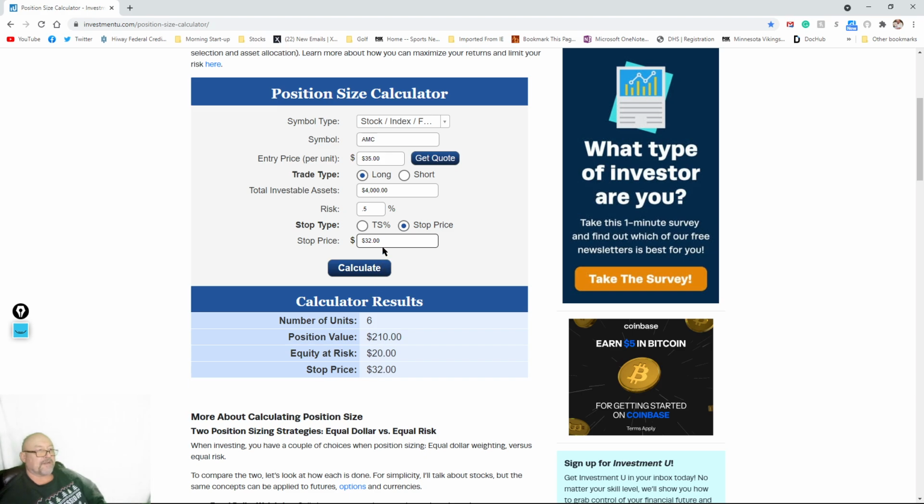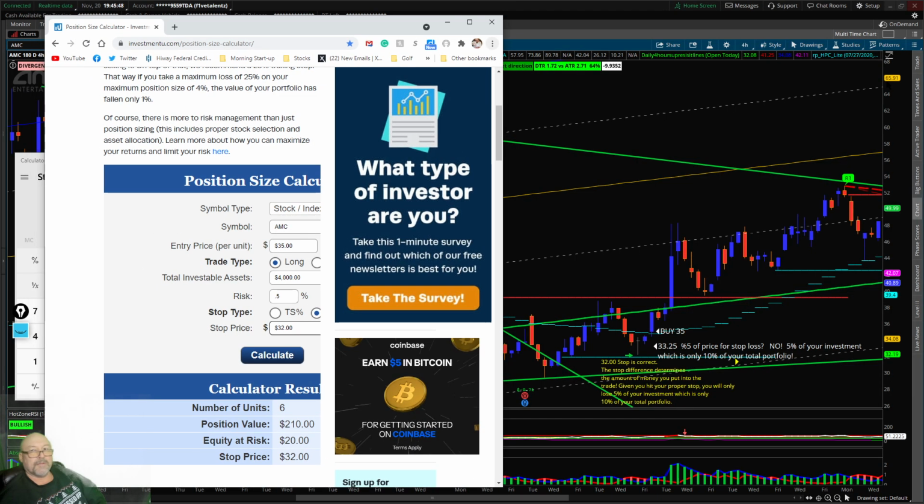Now, remember what I said about 10% of 4,000 is 400. 5% of 400 is $20. Equity at risk, 20 bucks. So now it says to buy 6 shares, and your position is $210, and your equity at risk is 20 bucks. All right.